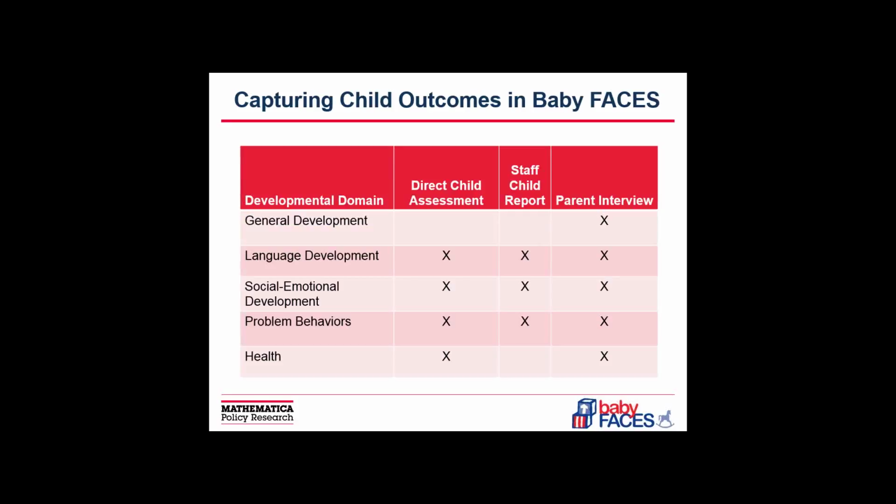As I noted earlier, we collected information from multiple reporters. This slide shows the primary developmental domains for which we collected data and the sources of those data. Children's outcomes were collected through reports by parents and staff, meaning teachers and home visitors, as well as directly measured with the child himself or herself.